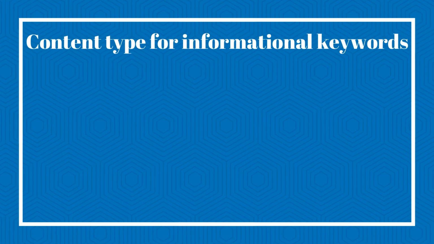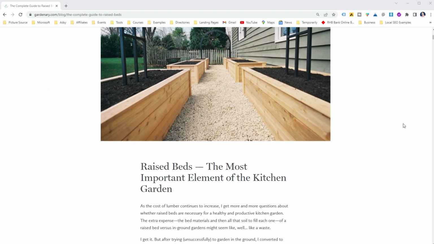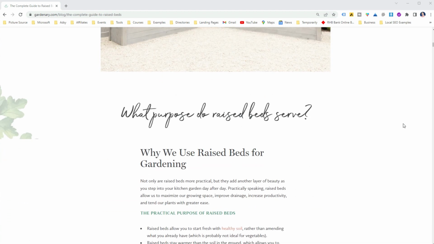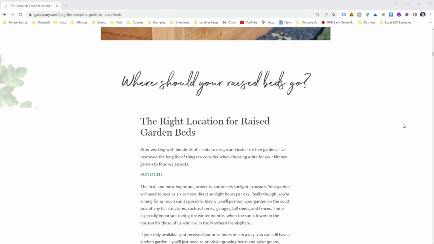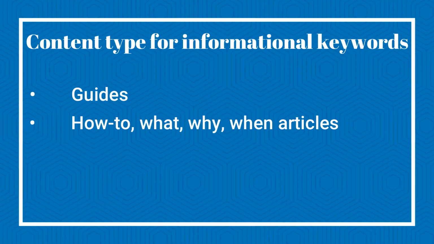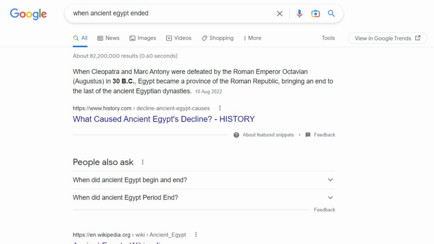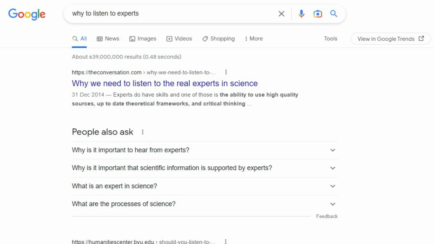However, in most cases for both informational and commercial keywords, the type of content that will be ranking is blog posts. But for informational keywords, it's usually guides, the ultimate guides about something to provide you with all the information on any given topic. For example, an ultimate guide to raised garden beds, or a guide to construction safety, etc. How to, what, why, when articles. Any articles that just want to answer your what, why, how, when questions. For example, what is primary keyword, or when ancient Egypt ended, or why to listen to experts, etc.